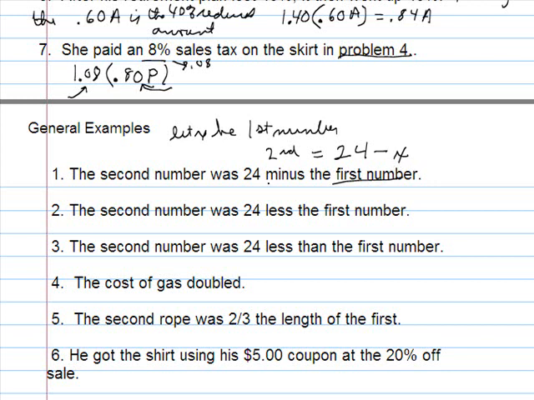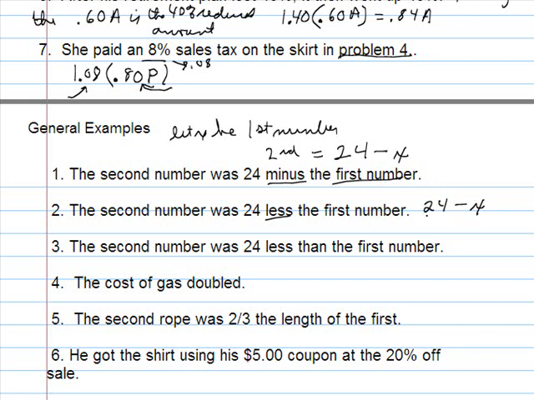Now, a word that's kind of the same as x but not used as much is the word less. Again, if I say let x be the first number, this says the second number was 24 less the first number. So 24 less the first number is the same as 24 minus the first number. So again, that's 24 minus x. But there are certain words you use in subtraction which cause the order to change.